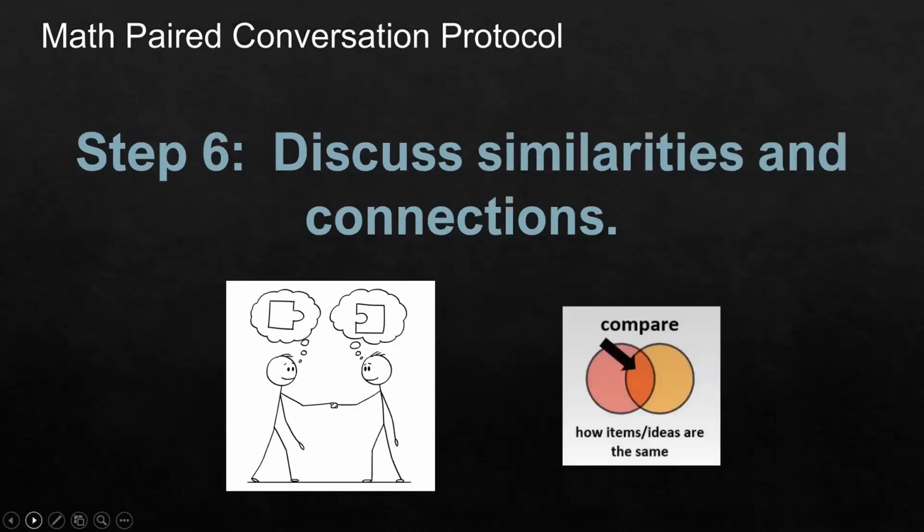Step 6, discussing similarities and connections. So you may have decided that partner B's method was the most effective, but there were probably a lot of similarities between the two, which made it a little hard to decide which was most effective. So where were your methods similar? Did you both use subtraction? Did you both use addition? Did you both have a certain connection you were making to the coins? What were some of the things you did that were the same, even if you had different processes in the end?